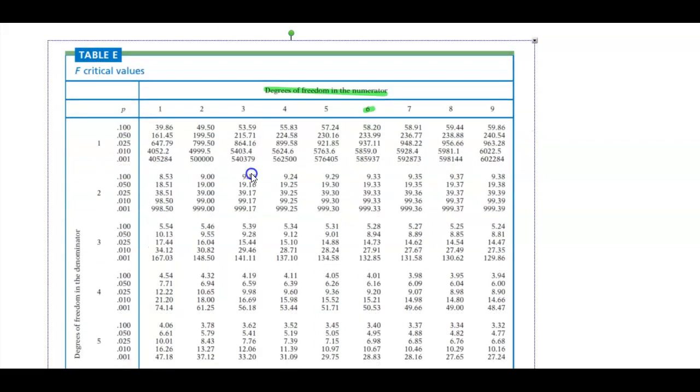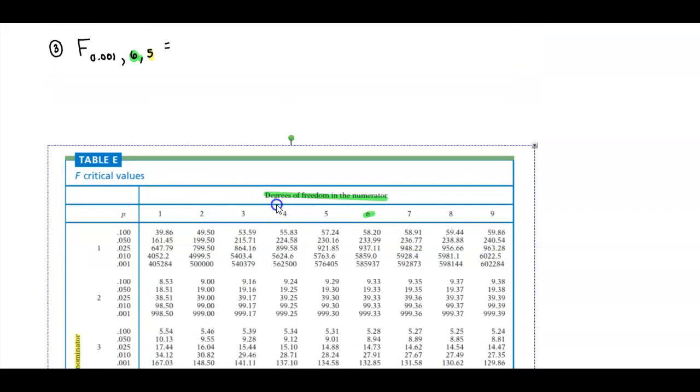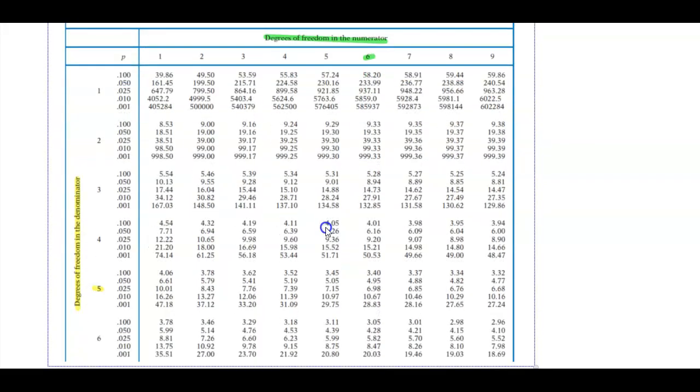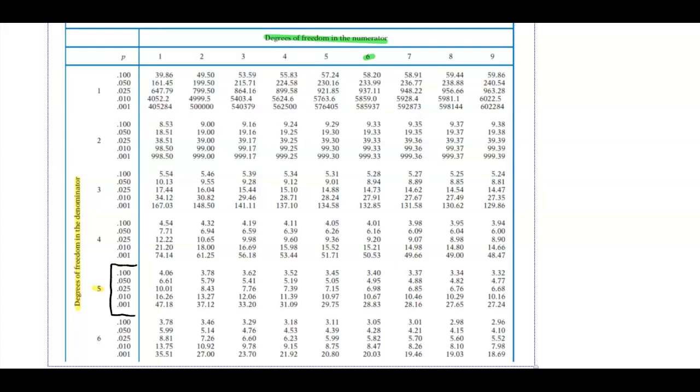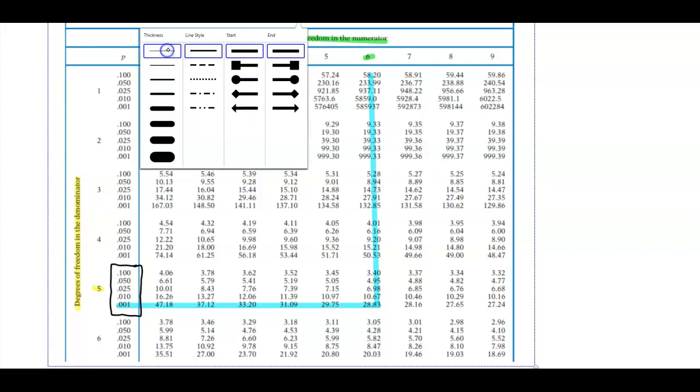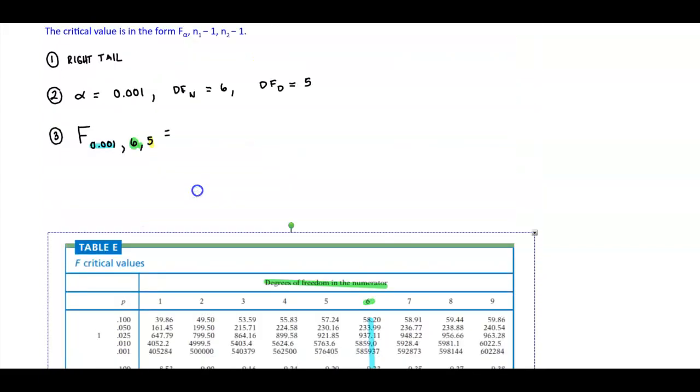We can see that the degrees of freedom in the denominator is 5. Now we need to look at alpha. Alpha is 0.001, so we choose that option here. We scroll to the right until we get the degrees of freedom for 6, and then down, to see what the critical number is. We can see that the critical value is 28.83.